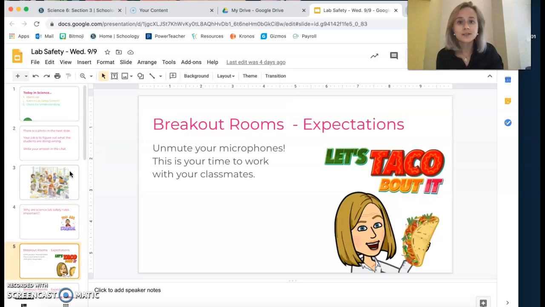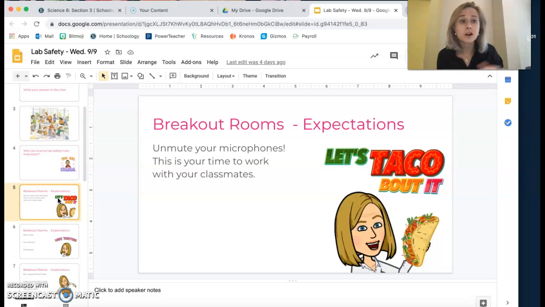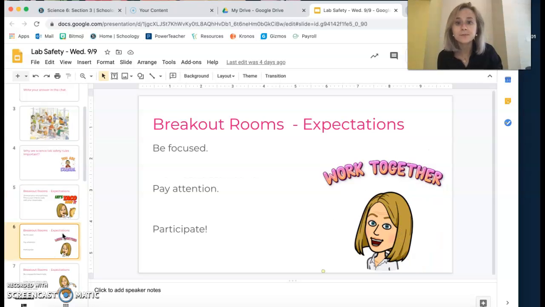So what we're going to do in science, during our synchronous Zoom call, we're going to do breakout rooms. And breakout rooms are like a small group, and we have to talk about some expectations. How are we positive group members? The first thing, make sure you unmute your microphone. This is time for you to talk with 3 or 4 other people. You're going to be focused, pay attention, and participate.